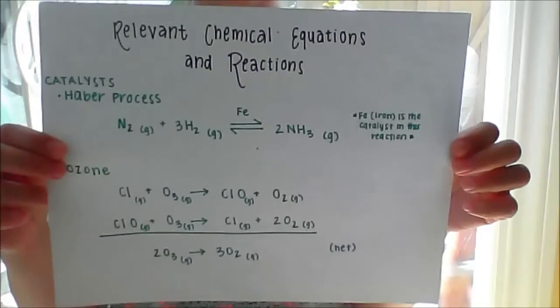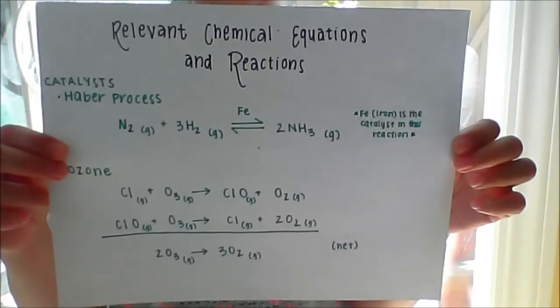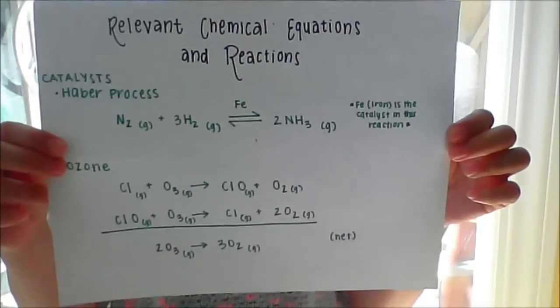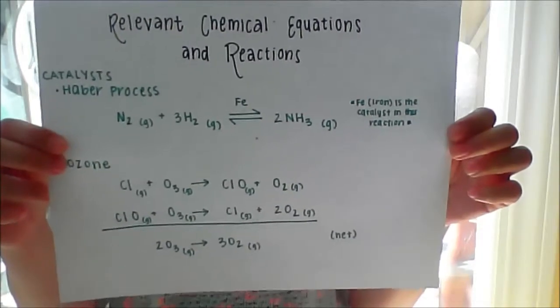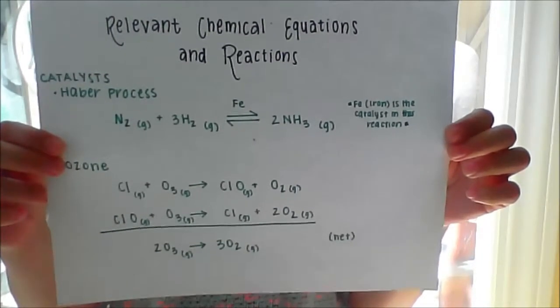An example of a catalyst in a chemical reaction is iron in the Haber process. This is used to mass-produce ammonia by nitrogen fixation. Iron is used as a catalyst to speed up the reaction.